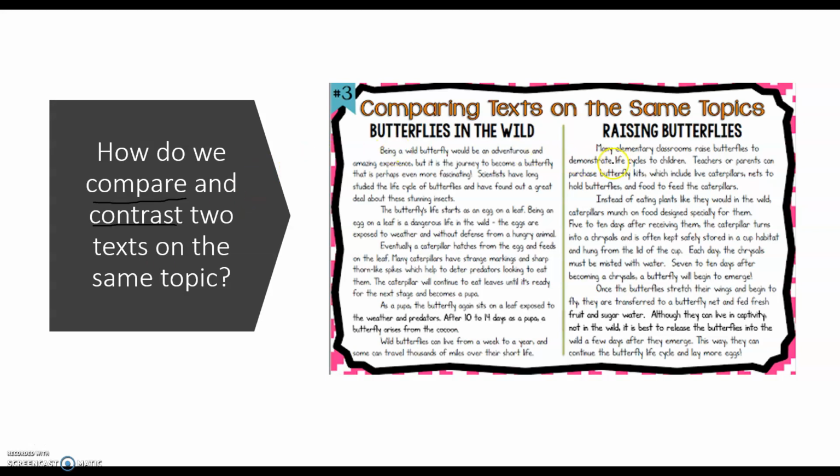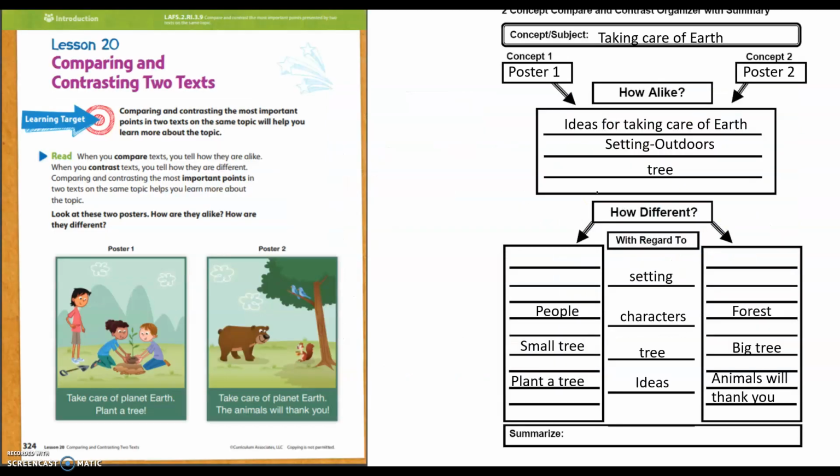Just for an example, both of these texts are about butterflies. So if I were comparing them, I would find similar information in both. If I were contrasting them, I'd find different information from both. Comparing and contrasting the most important points in two texts on the same topic will help you learn more about a topic. When you compare texts, you tell how they're alike. When you contrast texts, you tell how they are different.